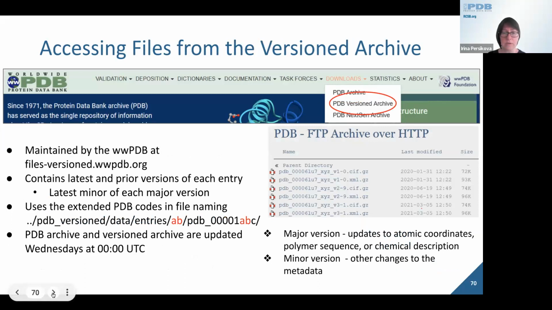PDB also supports a so-called versioned archive. The versioned archive contains the latest and prior versions of each PDB entry, or rather the latest minor version of each major version for each PDB entry. A major version number increment is triggered by updates to atomic coordinates, polymer sequence, or chemical description, and a minor version by other changes to the metadata.